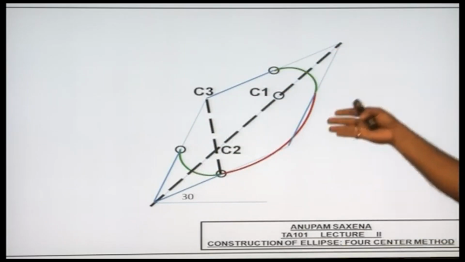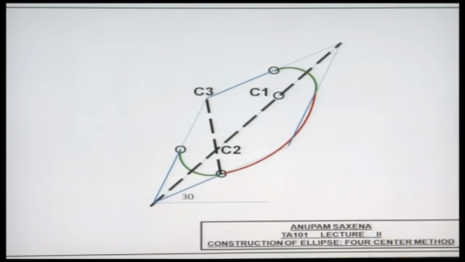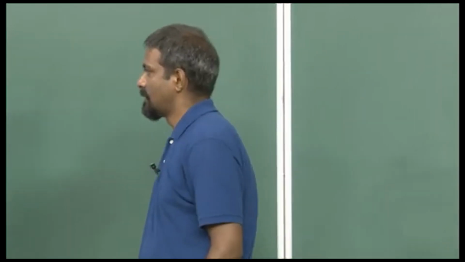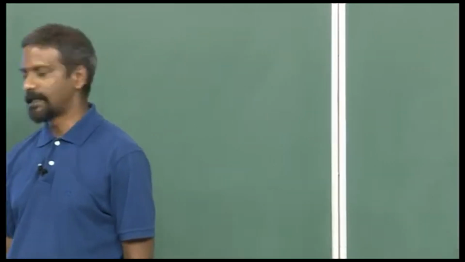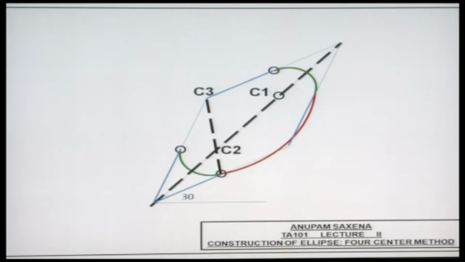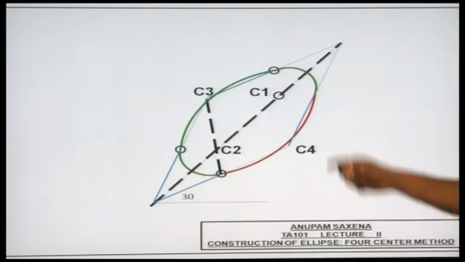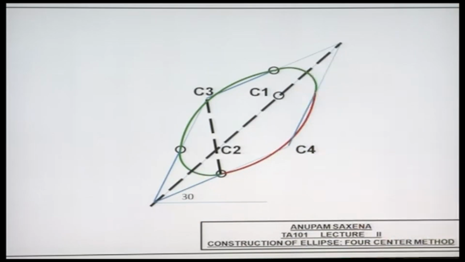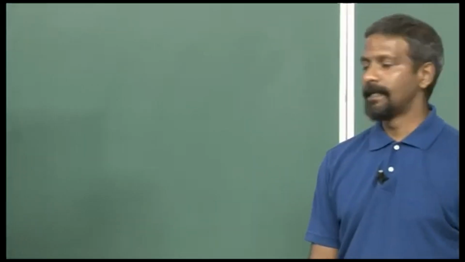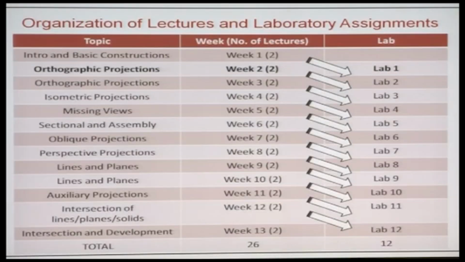This would be an exercise that you will be doing extensively when you are drawing circles as ellipses in isometric drawings or projections. So this angle has to be equal to 60 degrees, otherwise this construction is not going to work. Let's get into orthographic projections. Second week, third lecture.